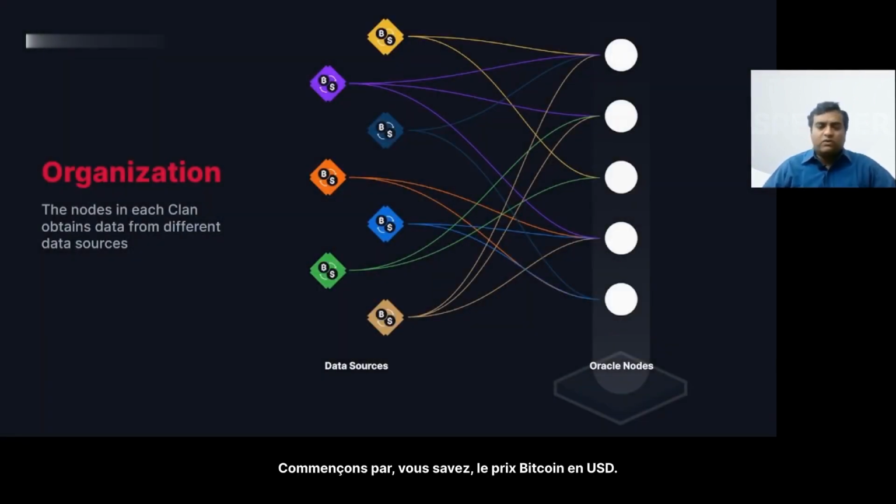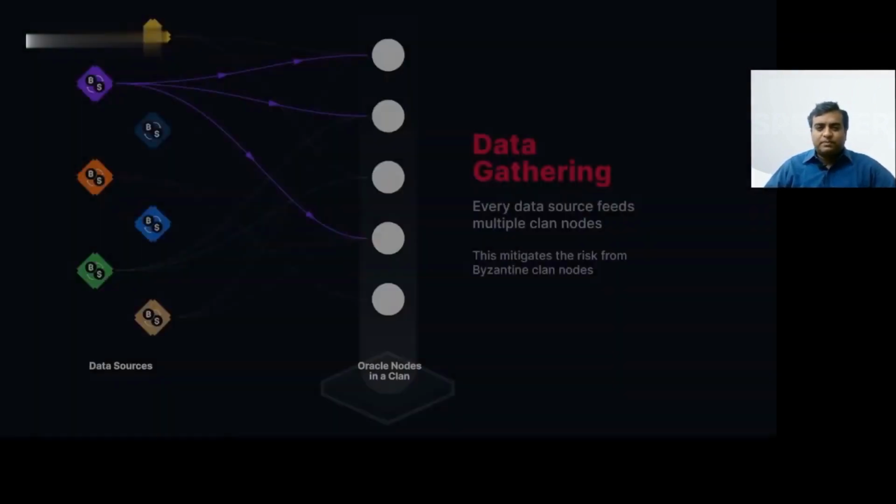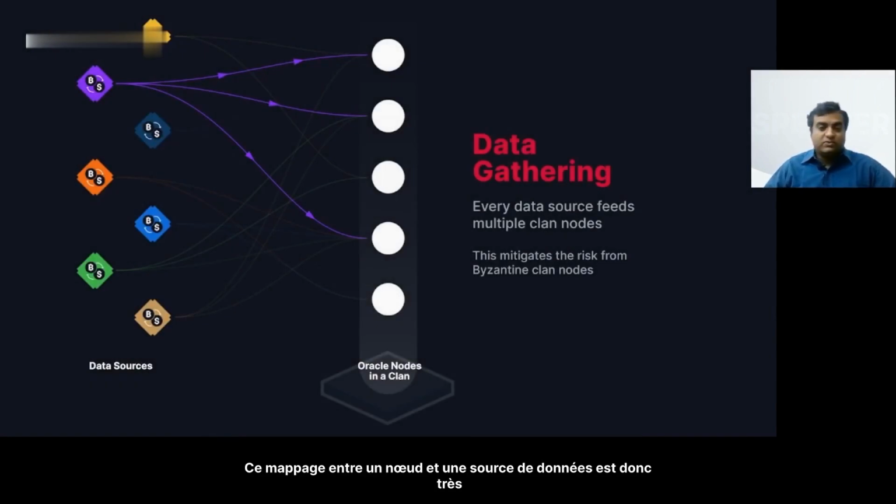Let's start with the Bitcoin to USD price. We have a bunch of data sources. It could be various exchanges, various places, and our oracle nodes, in particular clan nodes. What they do is get the information from these data sources. This mapping between a node and a data source is very crucial. Imagine there is a one-to-one mapping between a data source and a node. In that case, if the node is Byzantine and the data source is only feeding the information to only that node, then that information could be lost. And that's why it's crucial that one data source is feeding multiple nodes.